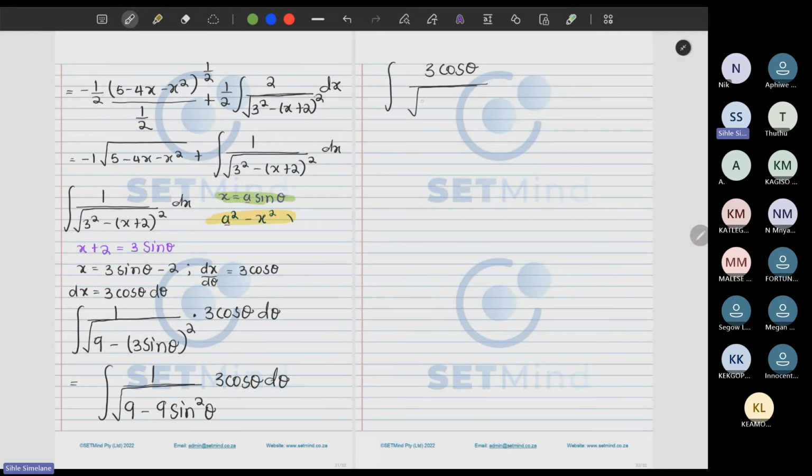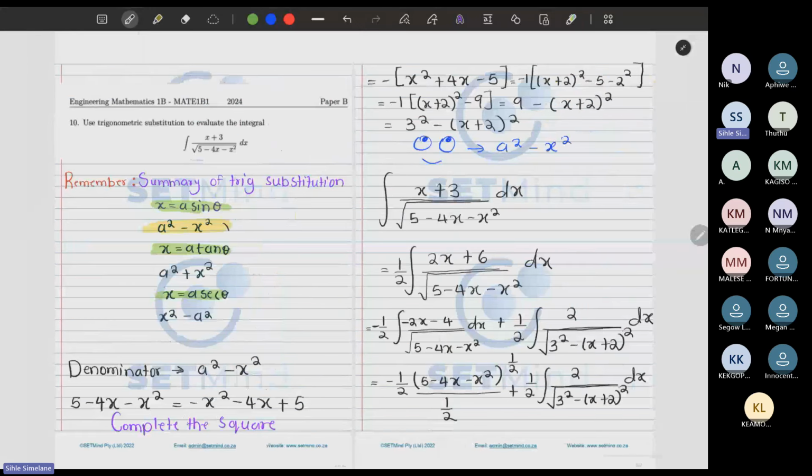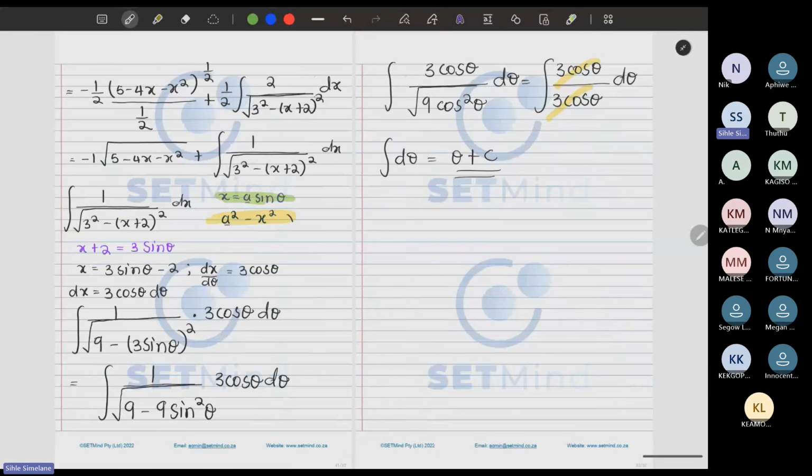So which means you have 3 cos of theta divided by the square root of 9 cos squared theta d theta, of which if you look carefully, you'll have 3 cos of theta. And once that divides inside there, it becomes 3 cos theta also, and then d theta. So these cancel out nicely. And what we are integrating is just d theta, which will end up being theta plus c. But remember that we don't know what theta is.